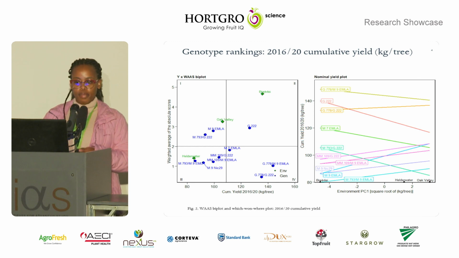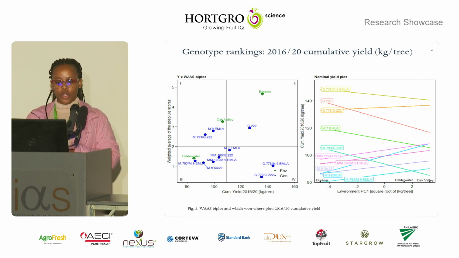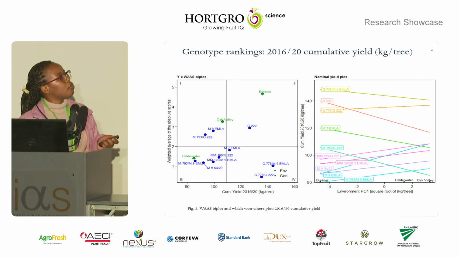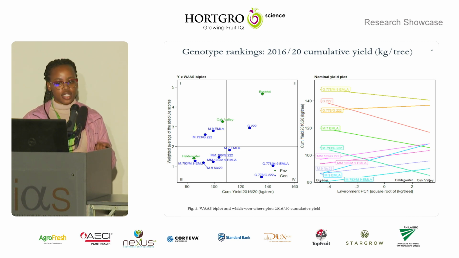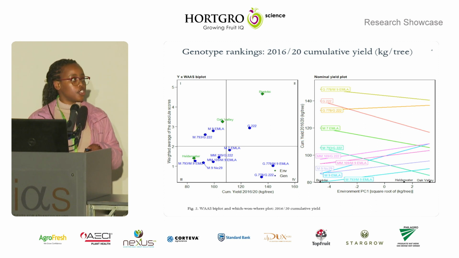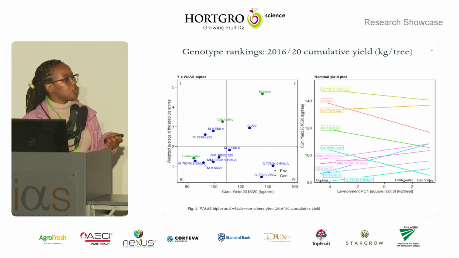Looking at the weighted absolute of average scores and the nominal yield plot. This plot is divided into 4 quadrants with your stability on your Y-axis and your cumulative yield on the X-axis. Higher values represent less stable and lower values are higher stability. From this, we see that M9 EMLA and M793 222 were the least stable and least productive in terms of cumulative yield, which actually agrees with the MTSI that we just saw. G222 was found to have high cumulative yield but lacked stability.